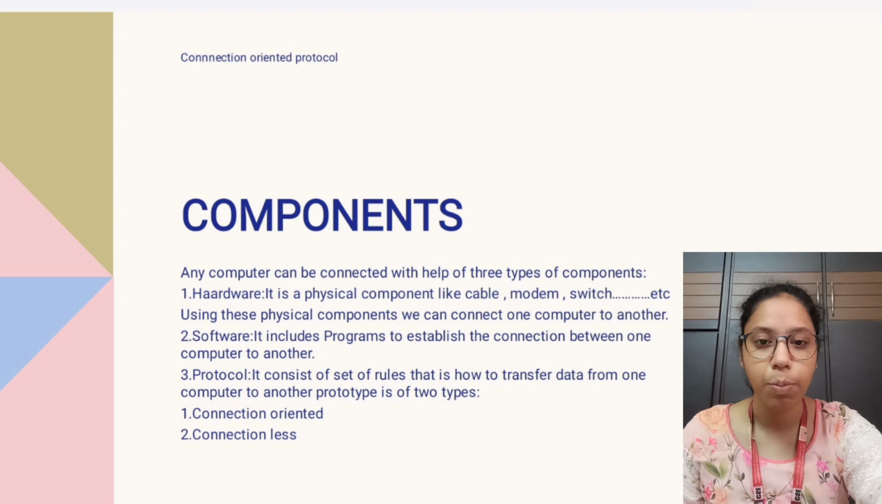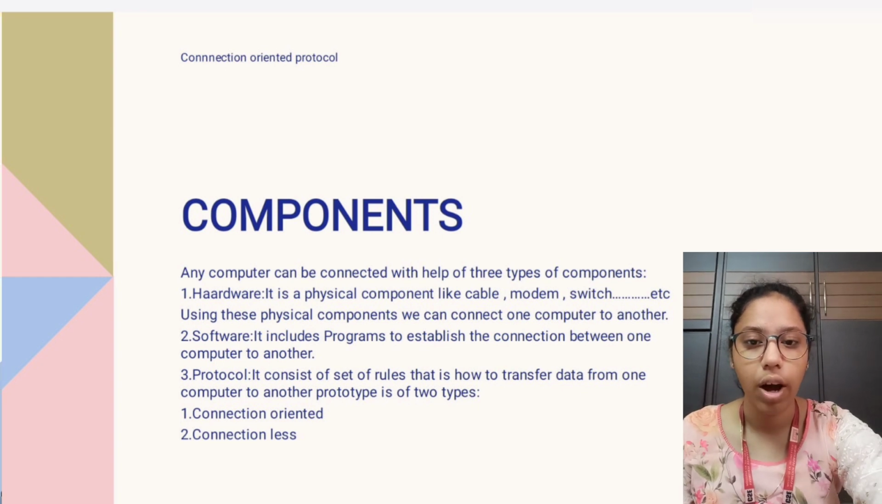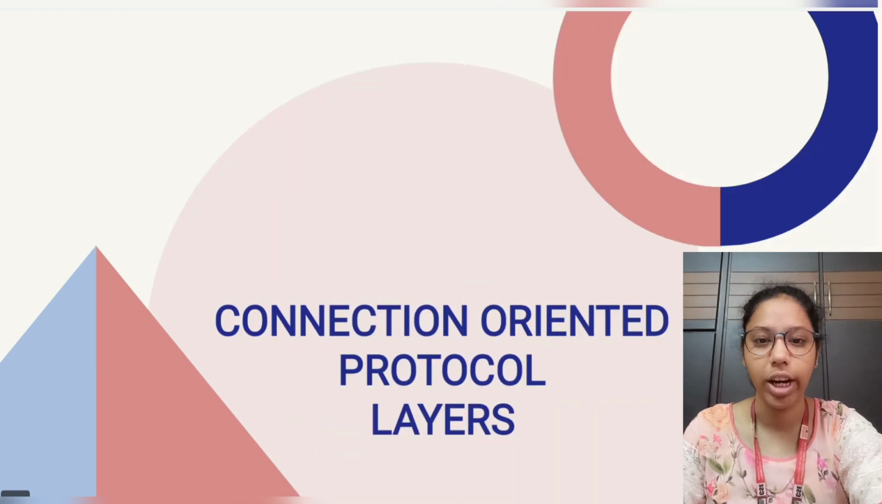The third one is protocol. A protocol consists of a set of rules for how to transfer data from one computer to another computer. It is mainly of two types. One is connection oriented protocol and the other is connection less protocol. Now let us know the very first one, connection oriented protocol.